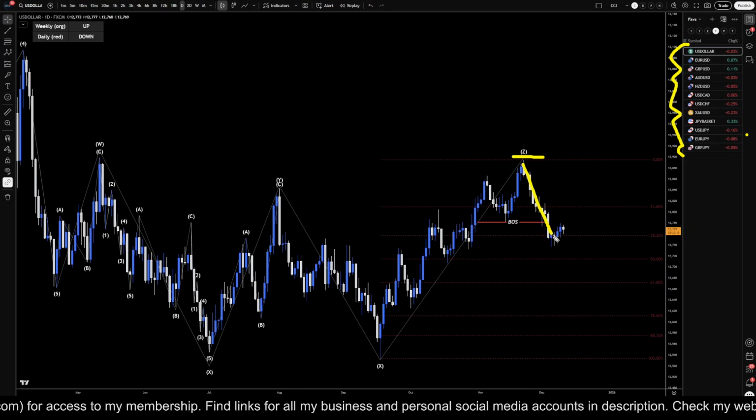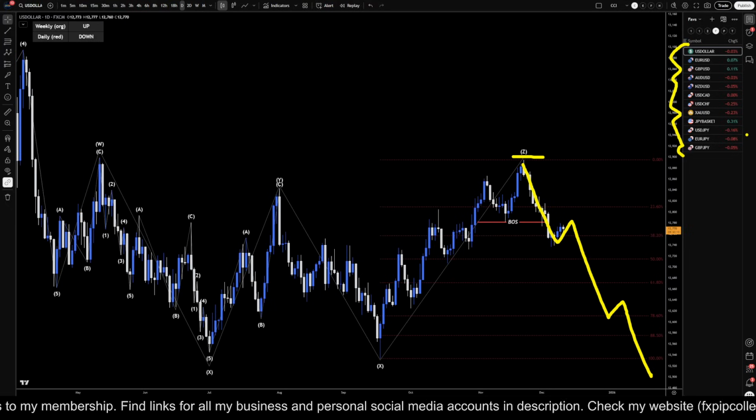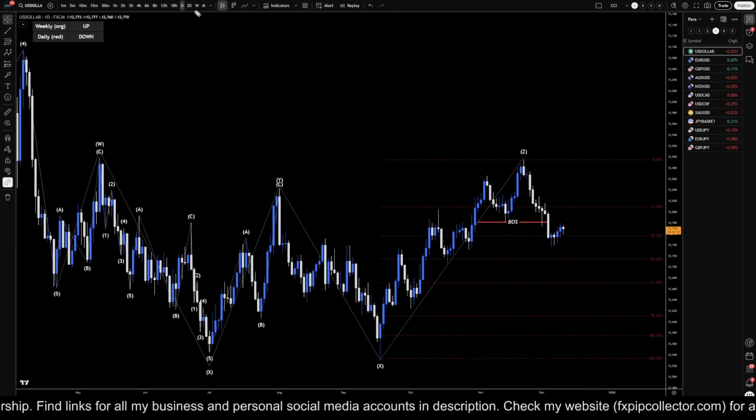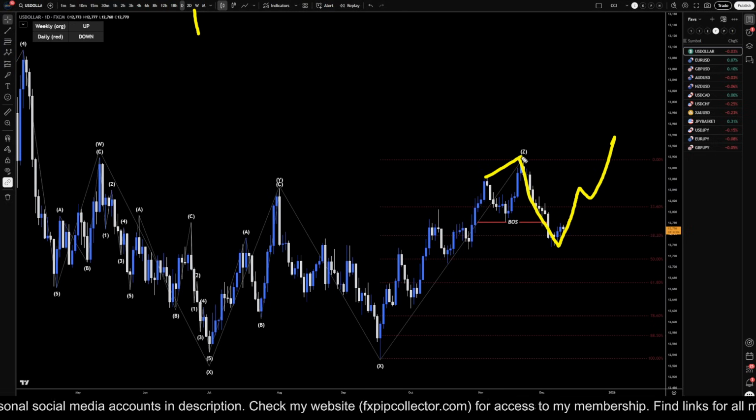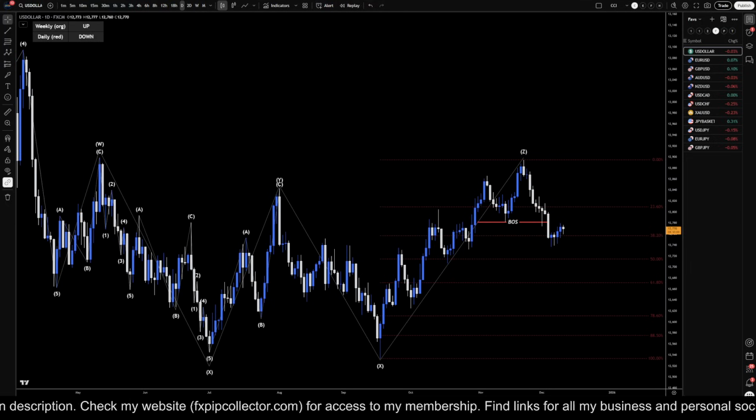As of right now, if this is the end of a pullback, you would expect it to now be making lower lows, lower highs. The only problem I have with that is if I go up to the weekly, I still am very bullish. I honestly still wouldn't be surprised if the dollar did end up making a move up and this ended up being some sort of an expanded flat, even though it doesn't really look like an expanded flat.